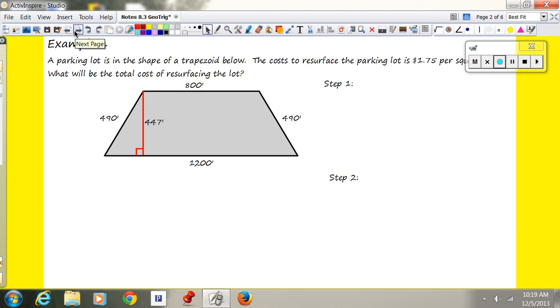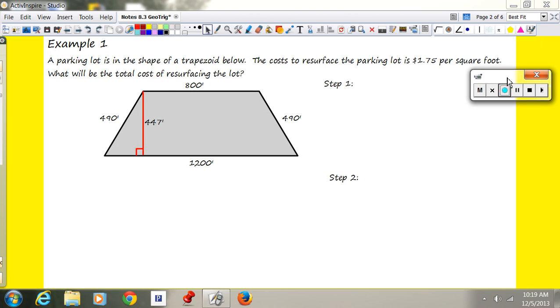Okay, here's our first example. The challenge here is to resurface a parking lot. The parking lot is in the shape of a trapezoid. You can imagine all the little parking lines that you'd have for the cars and everything like that. The cost to resurface the parking lot is $1.75 a square foot.